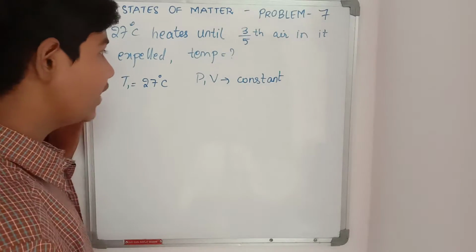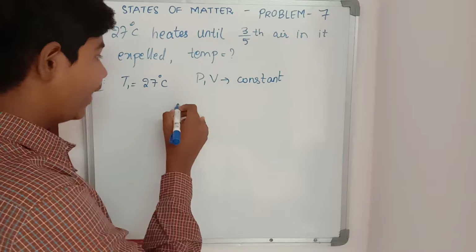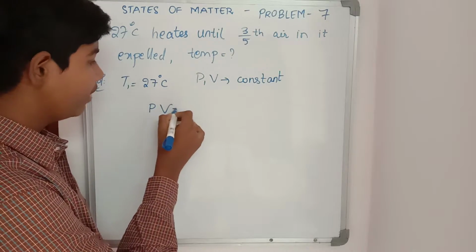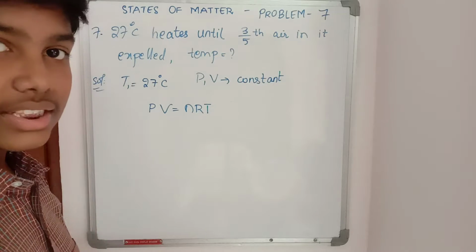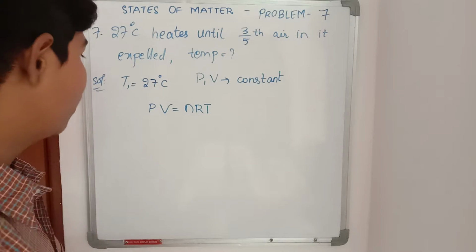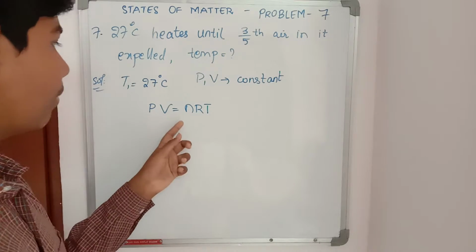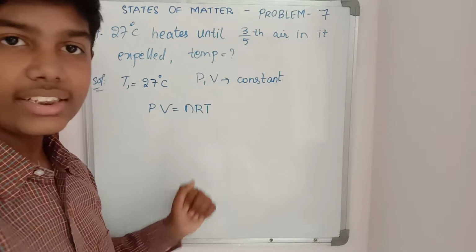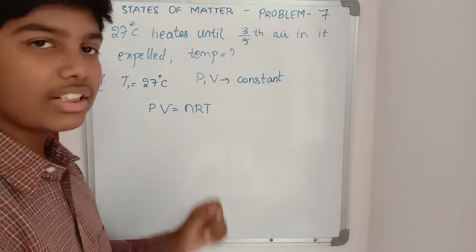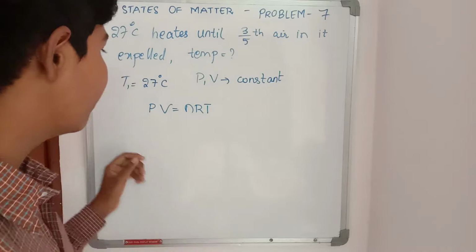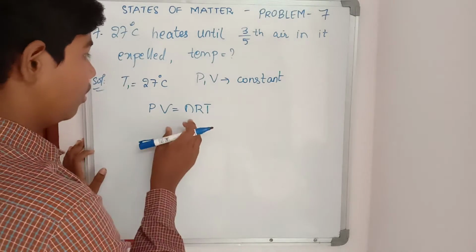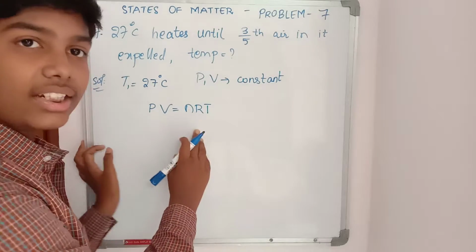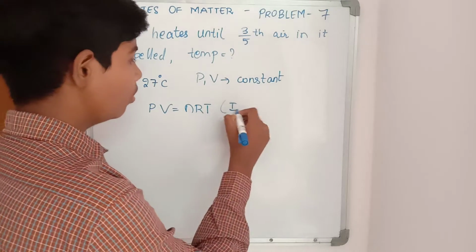So according to the ideal gas equation, PV equals nRT. Here P is pressure, V is volume, n is the number of moles, R is the universal gas constant, which has different values in kilocalories and in joules, and T is temperature. This is the ideal gas equation, PV equals nRT.